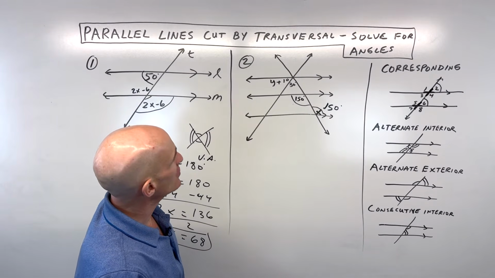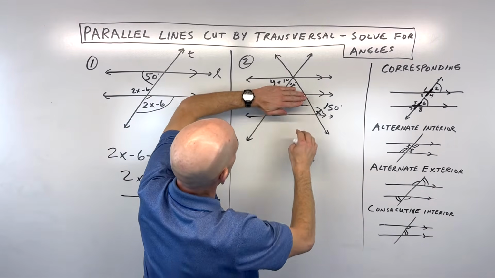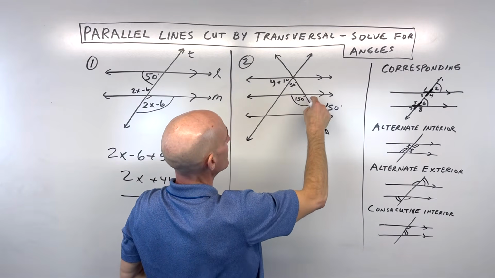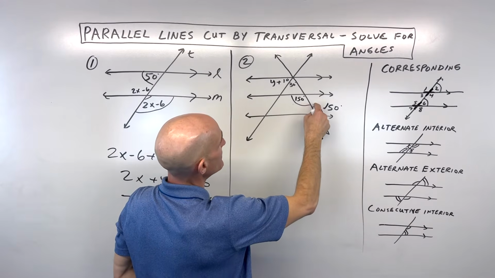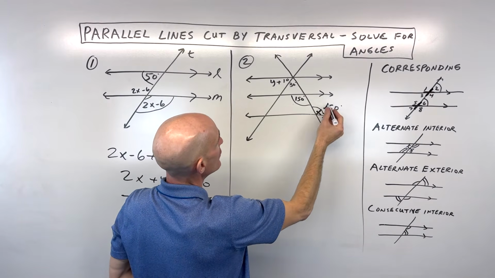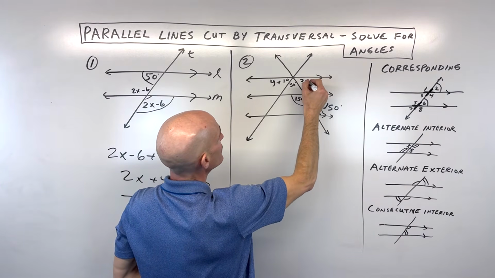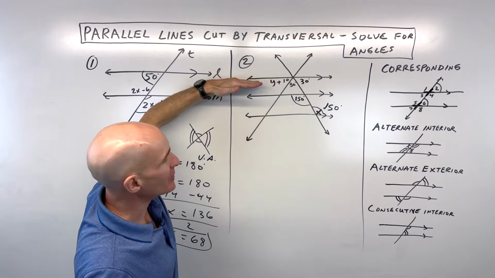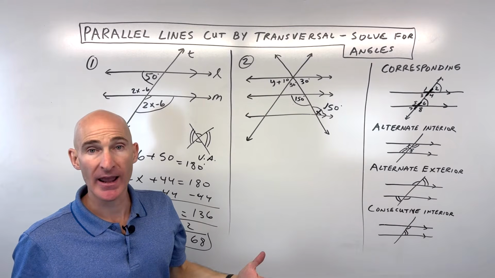And what we can also do is kind of ignore this middle line. Okay, we've got these 2 parallel lines. This angle and this angle are consecutive interior, meaning they're going to be supplementary. So if this is 150, that means this angle here is 30. And whenever you see a straight line, you can think of that as a straight angle, and that's going to be 180 degrees.